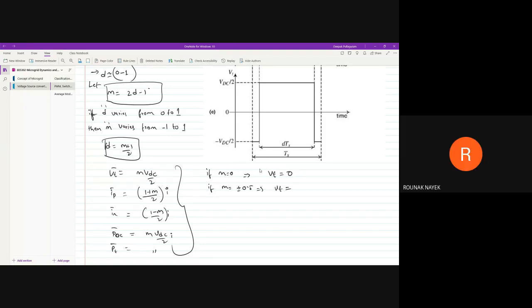Plus minus VDC by 4. So it has oscillation between VDC by 4. Like that, we can get a controlled voltage. So I can control my voltage by controlling my magnitude. Is it clear? This modulation index.